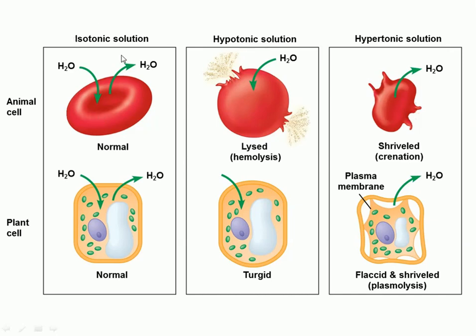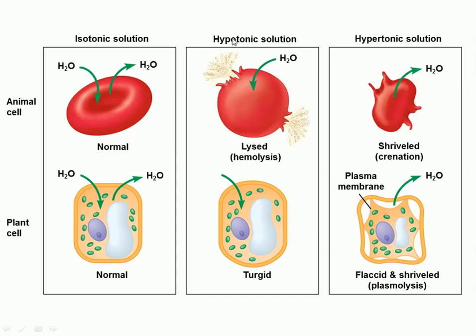Even in an isotonic solution, there are still water molecules moving in and out of the cell. However, the net movement is zero. For example, you have 10 water molecules moving into the cell, and at the same time, you will also have 10 water molecules moving out of the cell. So the net is zero. So the animal cell or the plant cell will retain their normal size and shape.